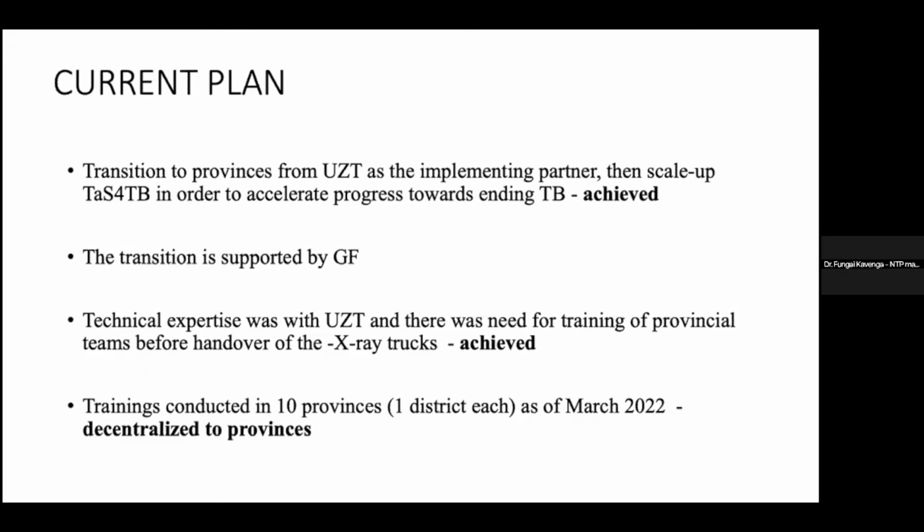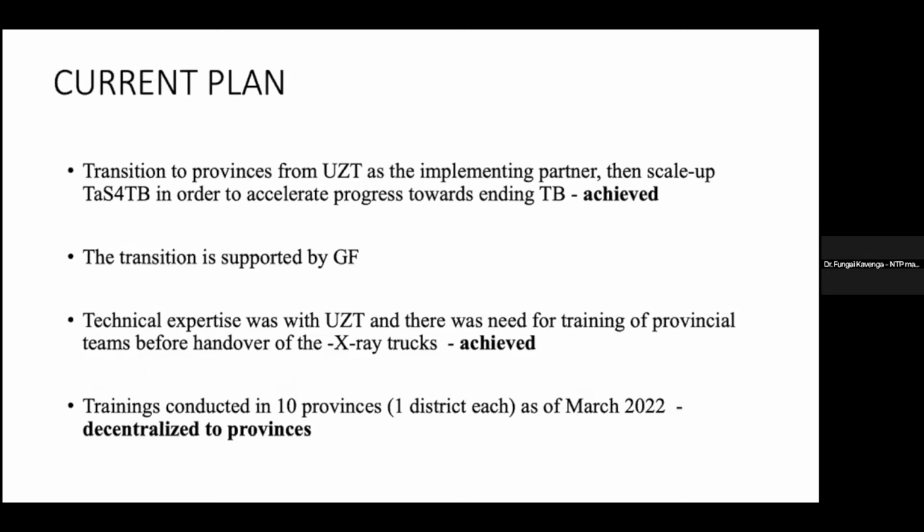So our current plan in terms of this intervention is to transition. In the past, this intervention was being implemented through a partner. So now we are transitioning this intervention to subnational level so that provinces can implement this on their own. And I can confirm that we've achieved transitioning from implementing partner to provinces. And this transition was supported by the Global Fund.